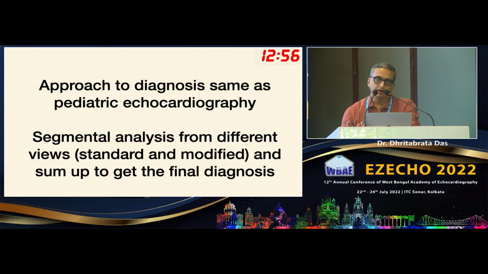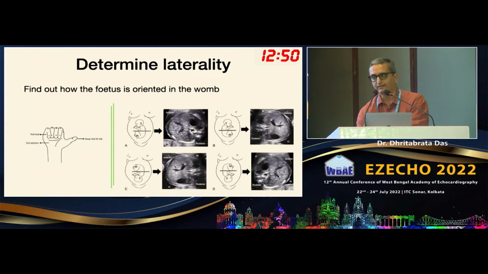What is the most important thing and difference between a pediatric echocardiography and fetal echocardiography is to determine laterality. So when we are seeing a child or an adult, we know which is the left side and which is the right side of the patient. But that is not true in a fetus. So one should first find out which is the left side and which is the right side of the fetus rather than directly jumping on the heart.